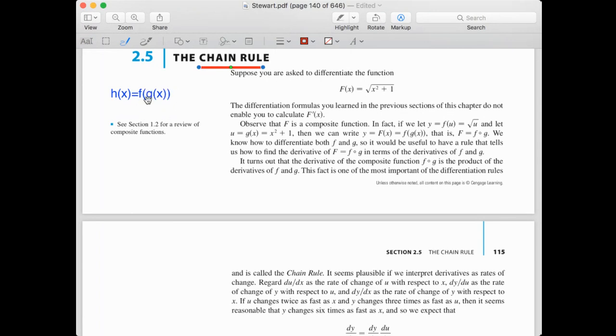It does not have to be 2 layers. It could be 3 layers, right? G of x could be, the x can be another function. So let's use this first one as example. F of x equals the square root of x squared plus 1. How are we going to see this? How do we take derivative of this? It's not a product of two functions. It's not a quotient of two functions. But this is a composition of two functions.